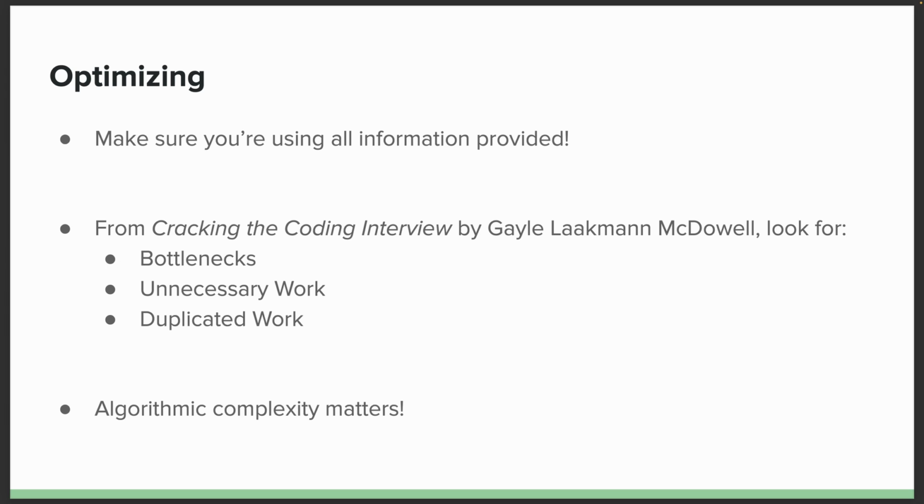Okay. And then 3 points that, if you've not read the book Cracking the Coding Interview, I highly recommend this book. It is bottlenecks, unnecessary work, and duplicated work. So you want to eliminate those things as much as you can. Bottlenecks are things where, okay, this is what holds up the execution. It's the slow step. It's the part where everybody's waiting for the same thing. That sort of thing is a bottleneck that needs to be solved.